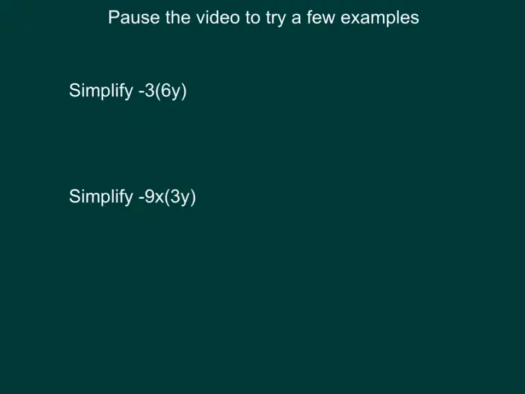The first example says to simplify negative 3 times 6y. So if we simplify that down, we can just multiply our numbers together. So we have negative 3 times 6. So our answer is going to be negative, and it's just a regular 18, and our y stays the same.